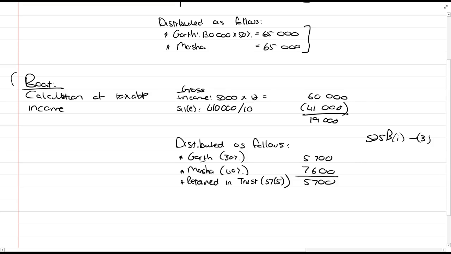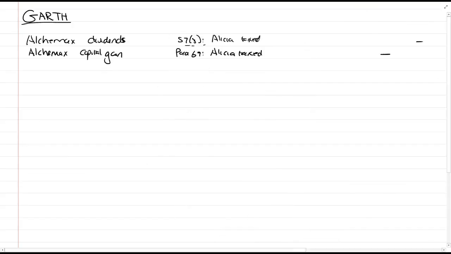Okay, so Garth's 30%, let's start with Garth. So this is the boat income. Section 7.3 will apply again, and Alicia will be taxed. Is the donor alive? Yes. Does section 7 apply? Yes. Section 7.3. So Alicia will be taxed on the income from the boat.